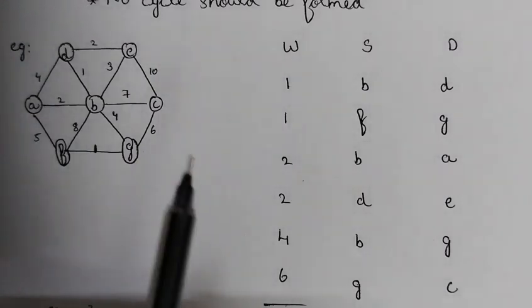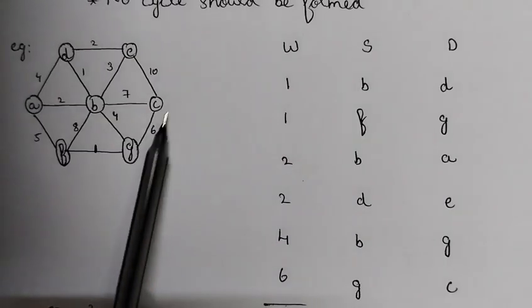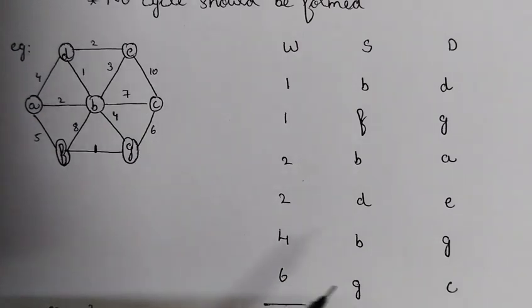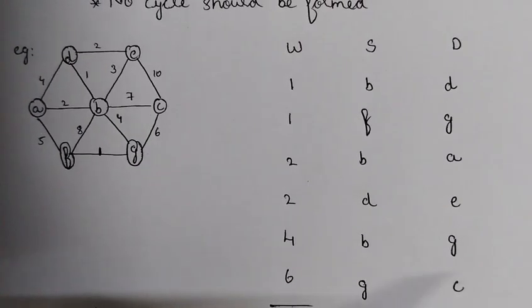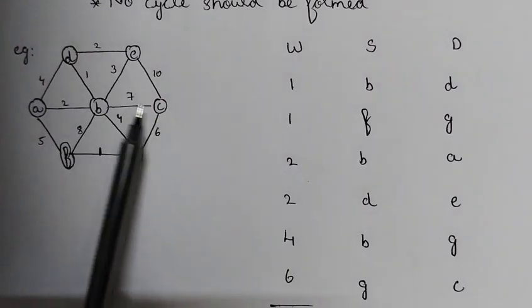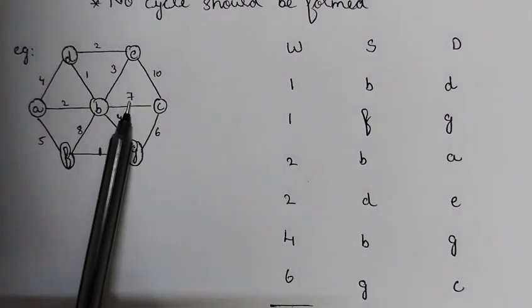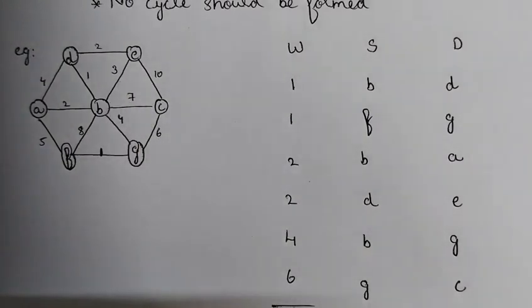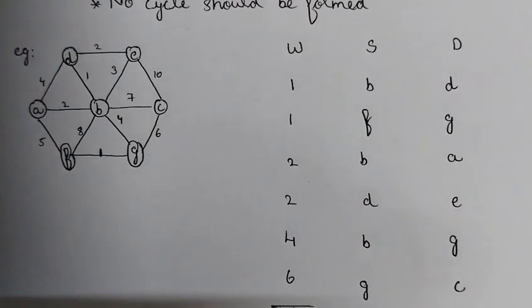Next we have 6 as our minimum weight, G to C. We are writing it as 6, and then G is the source and C is the destination. Next we have 7, B to C. We are not taking this as it forms a cycle E, B and then C. Cycle from B, G and then C.